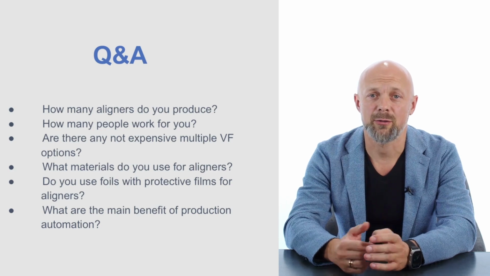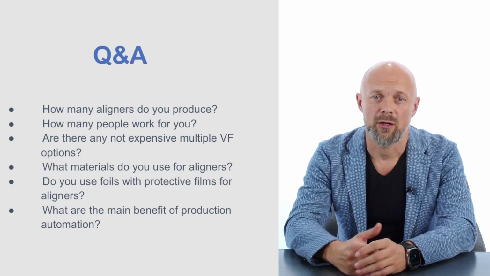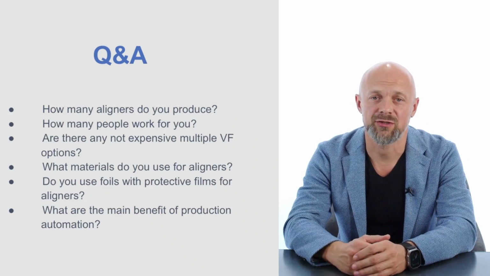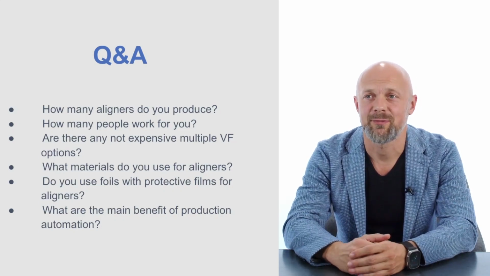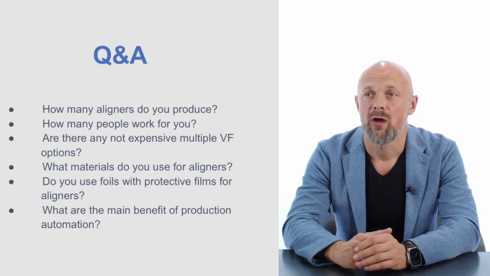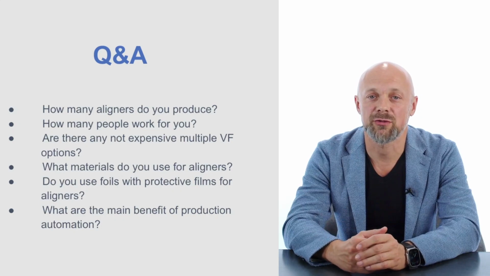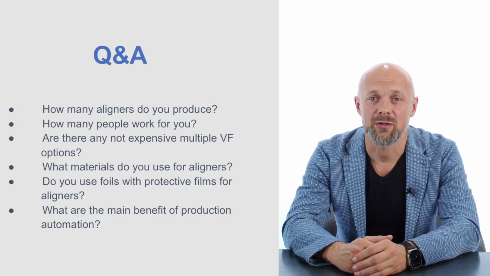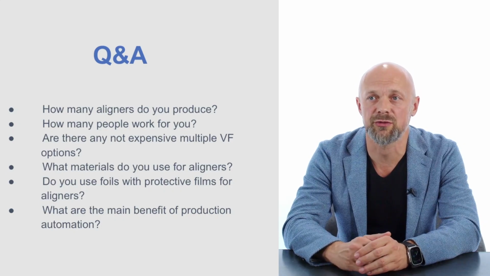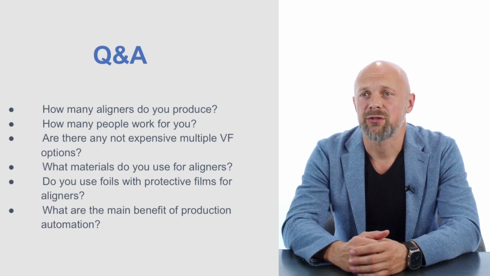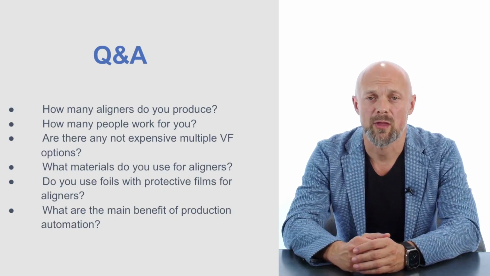Okay, I'd like to introduce myself. My name is Vladimir Lutsenko. I run a medium-sized aligner manufacturing company. So we got several questions and I will try to answer. How many aligners do you produce? It's easy. We produce 45,000 aligners per month, and usually day by day we produce between 1,000 and up to 2,000 aligners.